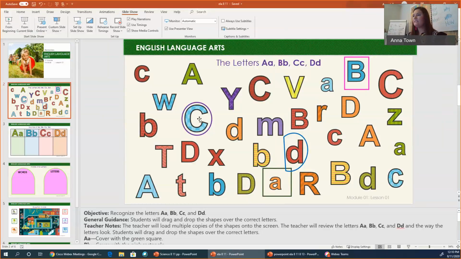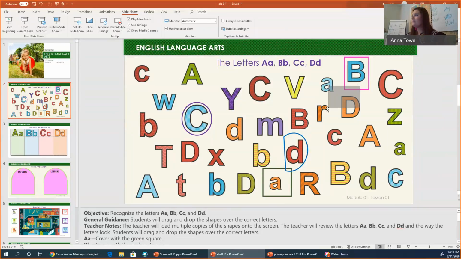Over here we have the letter C. Is this a capital C or a lowercase c? It is a capital C. Here is the letter B. Is this a capital B or a lowercase b? It is a capital B.